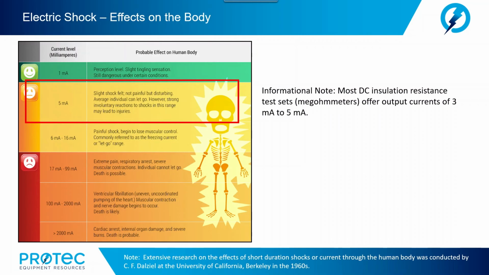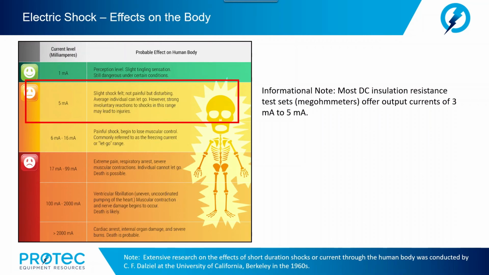And we see that at 5 milliamps, it's a slight shock that is felt, not painful, but can be disturbing. Average individuals can let go. We don't have muscle contraction at this point, so most individuals can let go of the circuit. However, strong involuntary reactions to the shock in this range may lead to injuries.